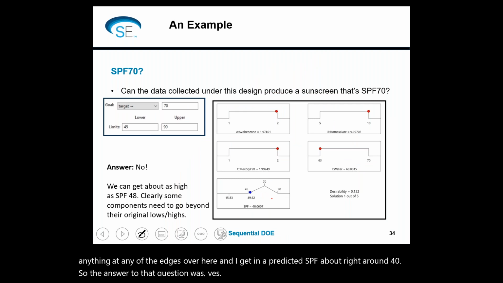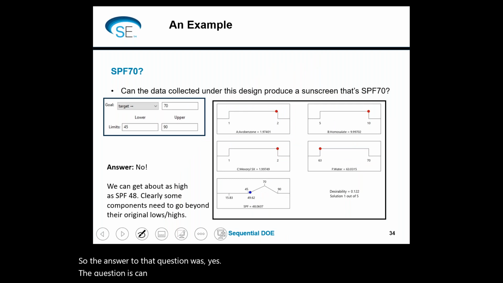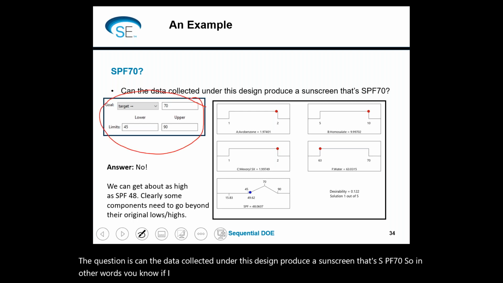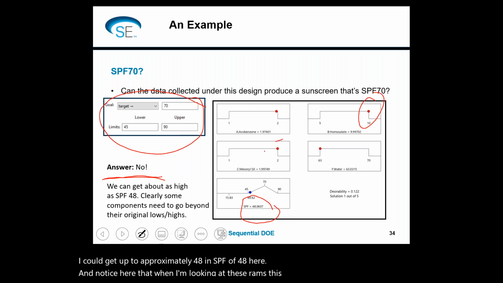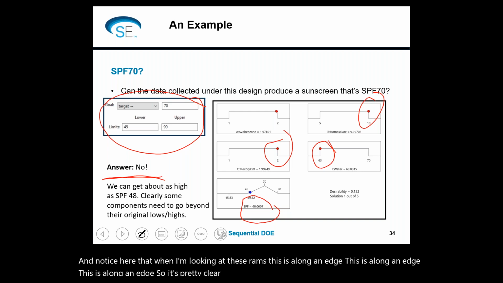The problem is the question: can the data collected under this design produce a sunscreen that's SPF 70? So in other words, if I try to target SPF of 70, the answer is no. I could get up to approximately an SPF of 48 here. And notice here that when I'm looking at these ramps, this is along an edge. This is along an edge. This is along an edge. So it's pretty clear that in this case, I get a solution that's at an extreme.